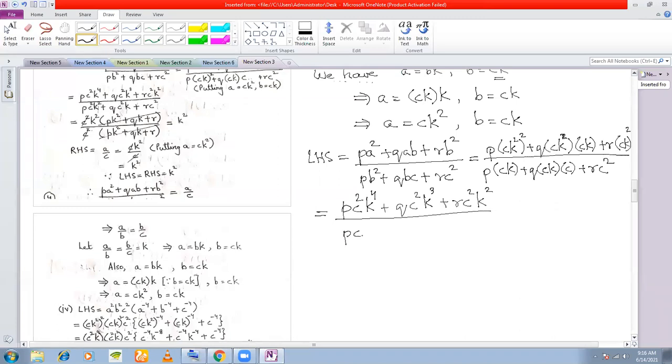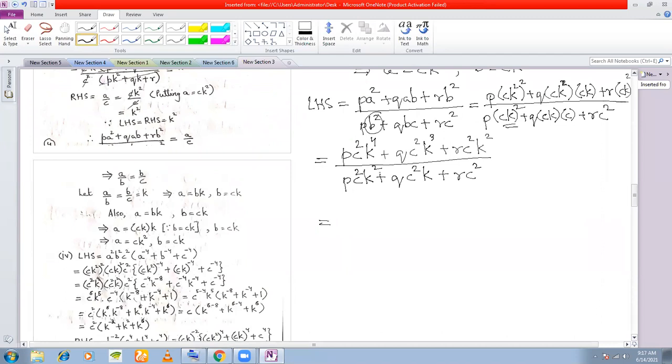And here you get PCK plus QC square K plus RC square. Okay, now this is also a square here. There's a B, which is a B square here. So CK, when I put, this is a square. So this becomes C square K square.